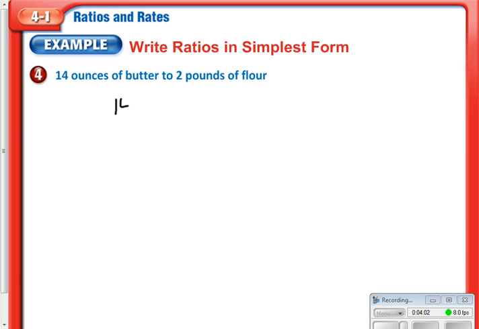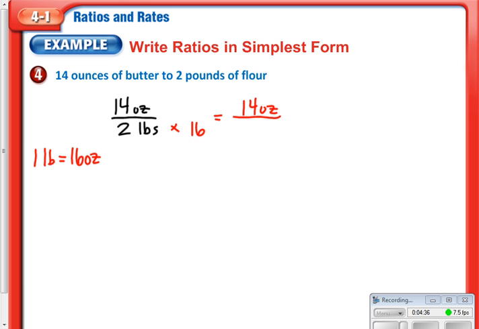So my ratio would look like this: 14 ounces to 2 pounds. Again, I look at my labels there, ounces and pounds, not the same, so I need to do a conversion. You can look in the back of your textbook, and you'd find that for every 1 pound there is 16 ounces. So I might convert my pounds here. We know that there's 16 ounces to a pound, so I'm going to multiply 16 to the bottom. 14 ounces is still on the top. I've now converted from pounds to ounces, so 2 times 16 is going to give me 32 ounces.